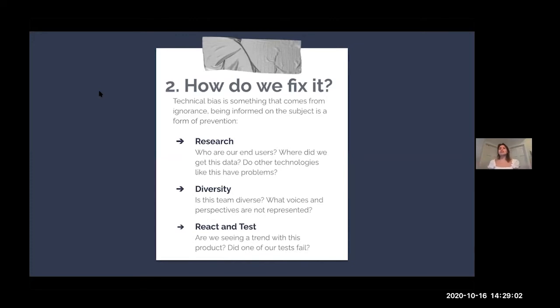And the last is react and test. If something's gone awry, acknowledge that it's gone awry and then go to fix it. And if one of our tests failed, like when they tried to bring a product to market like the Microsoft Kinect, an employee brought it home and was like, hey, big problem, it does not recognize women or children. They fixed it. They were like, all right, we're not going to bring this to market. We need to get this figured out.